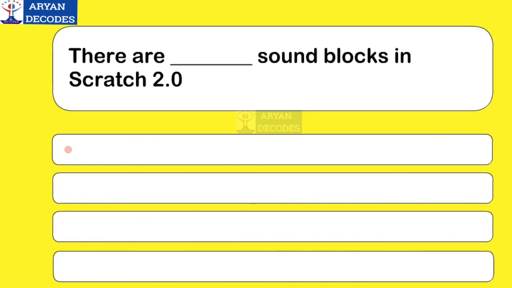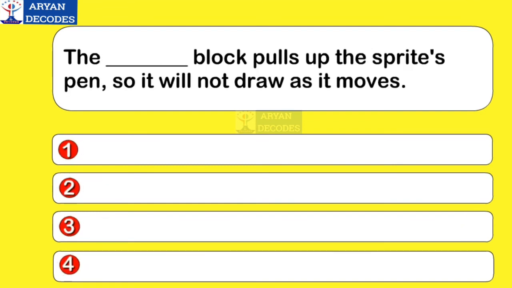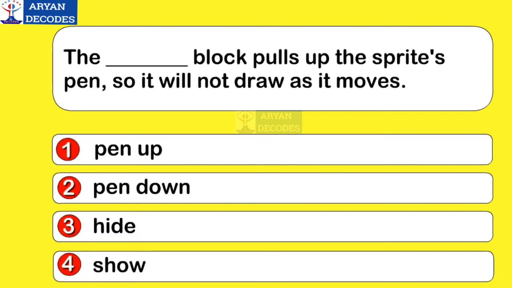There are dash sound blocks in Scratch 2.0. And the correct option is 13. Next question. The dash block pulls up the sprite's pen so it will not draw as it moves. And the correct option is pen up.